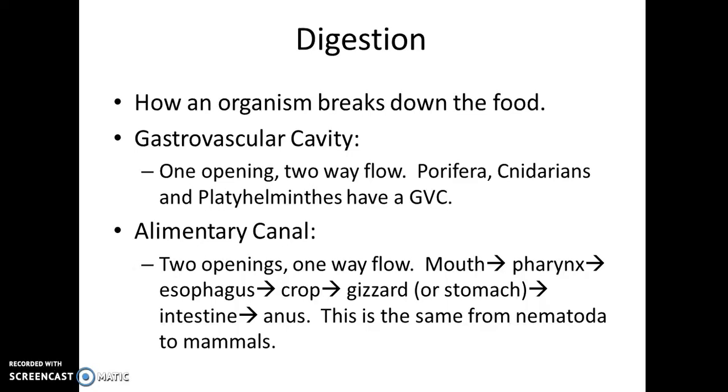Then you have the intestines, which absorb the nutrients and prepare the waste for export, and then the anus, where it comes out. Now, that is the same for all animals, from nematodes all the way through mammals. We all have an alimentary canal. The gastrovascular cavity was important because it was the first digestive system. The alimentary canal proved to be just a better machine.